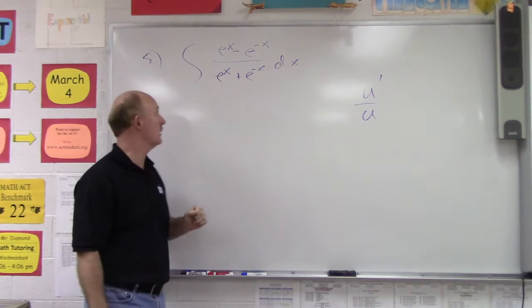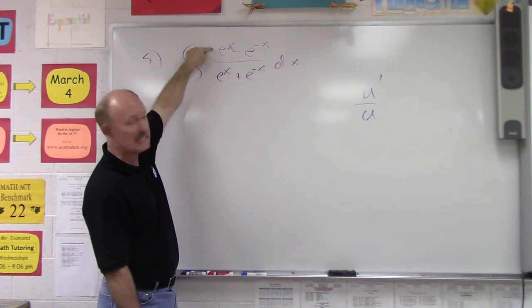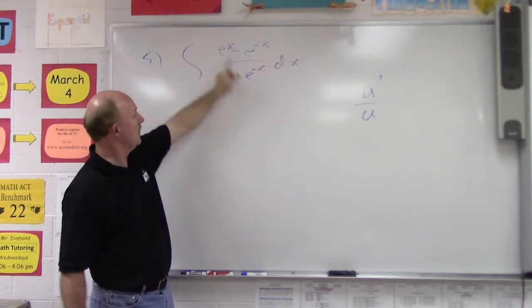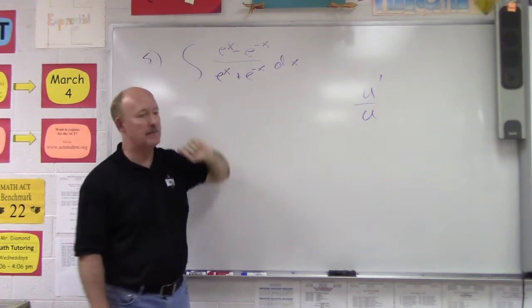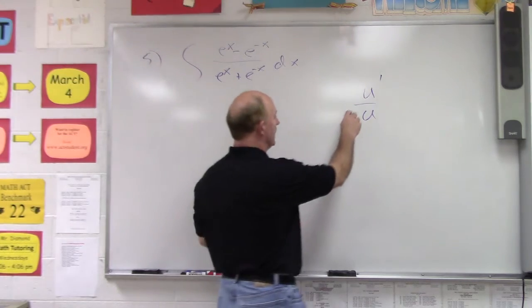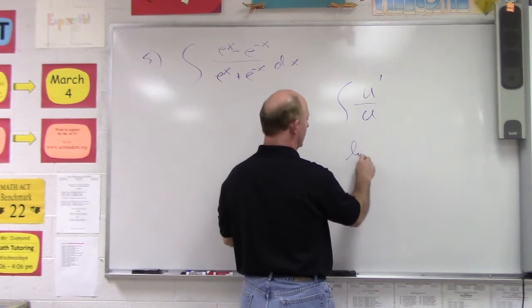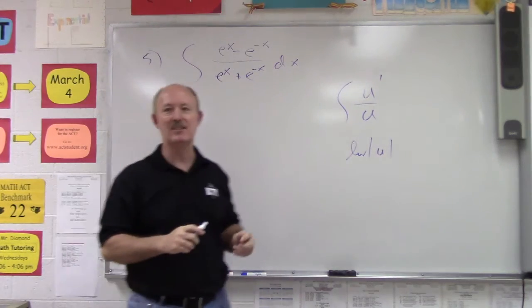Let's check this fraction here. Look at the denominator now. The derivative of e to the x is e to the x. The derivative of negative e to the negative x is e to the negative x. There you go, we have a natural log relationship. Now remember, when you integrate this it will give us natural log absolute value u. So this is what we're seeing in this integral.